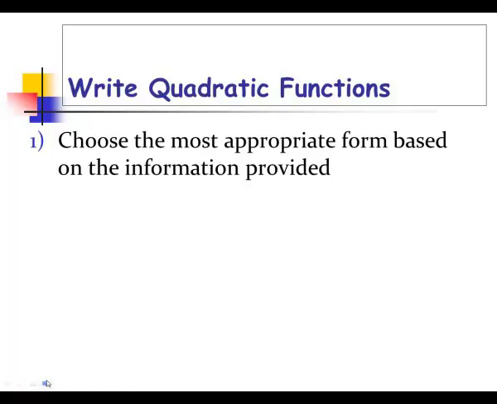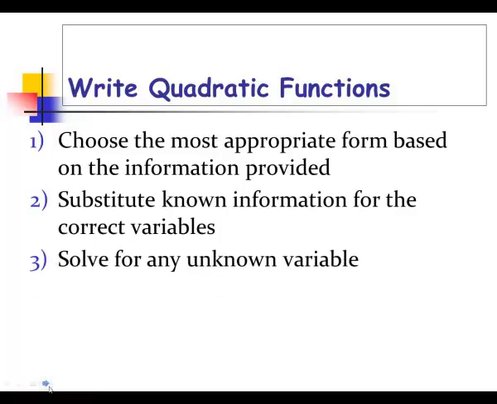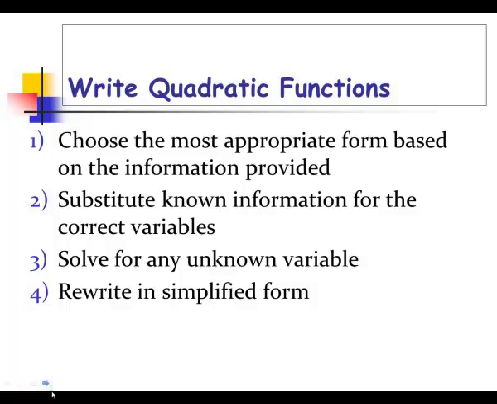The first thing you're going to need to do is read the problem and decide which formula to use, whether it be vertex or intercept. Then you're going to substitute in all the information it gives you to the correct variables. You'll solve for anything you don't know, which is typically going to be a. You're going to rewrite it in simplified form, so rewrite it as y equals whatever you got for a, and then either your x minus h squared or your x minus r1, x minus r2. And finally, you want to check your answer by graphing or plugging in your points and make sure they work with your new equation.